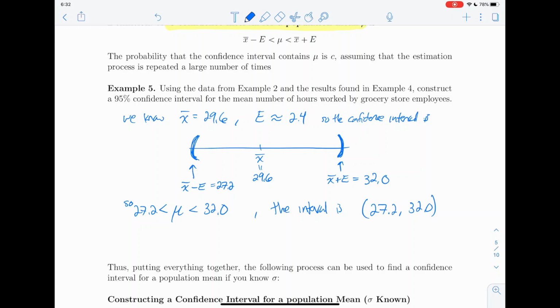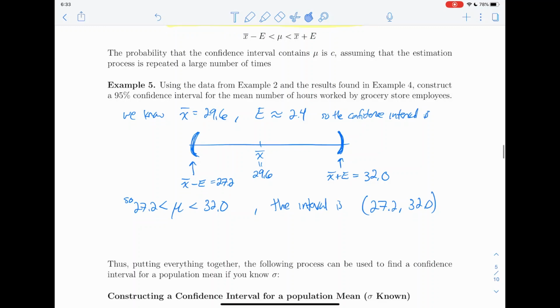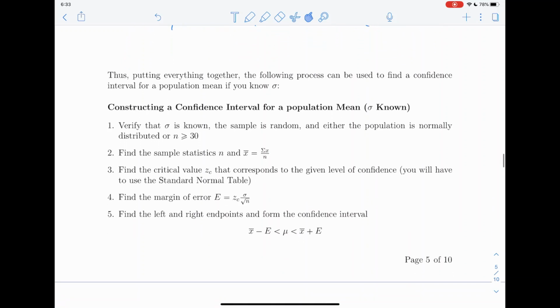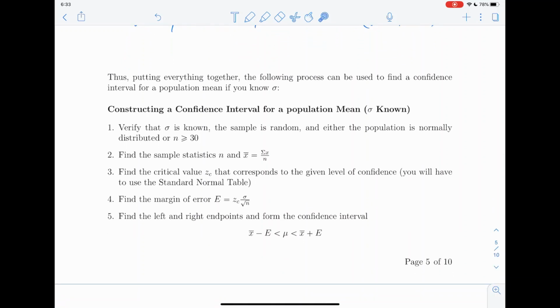What we've done today so far has been a lot, and it's been a step-by-step process as we figure out how to do this. Now, if we put it all together, we can build a step-by-step process here. If you're tasked with constructing a confidence interval for a population mean, where again, we're in section 6.1 here, so the standard deviation is considered known, then this is the step-by-step process.